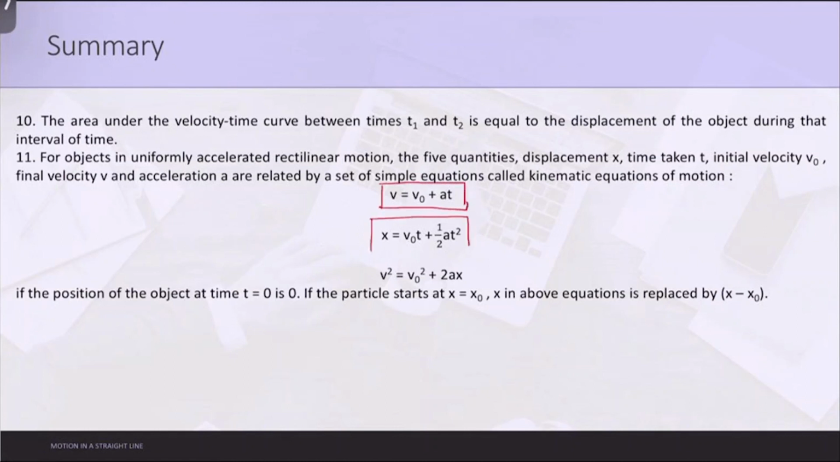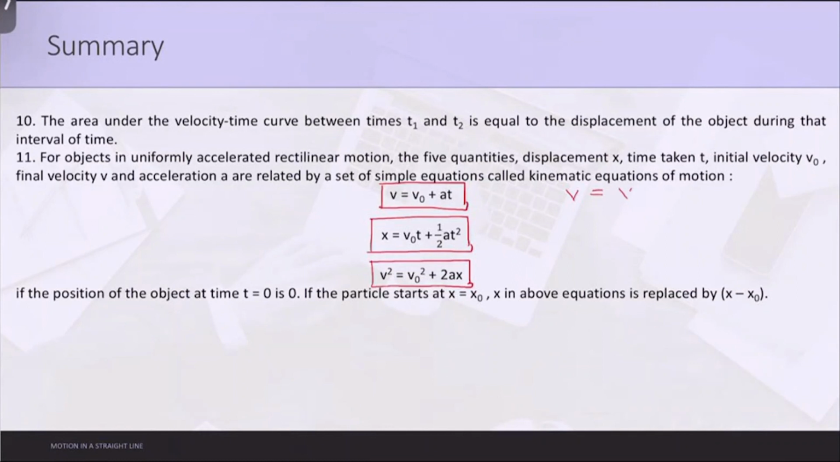So v is equal to v naught plus at, x is equal to v naught t plus half at square, and v square is nothing but equal to v naught square plus 2ax. Here x is the position of the object at time t equal to 0. If the particle starts at x not equal to 0, x in the above equation is replaced by x minus x naught.